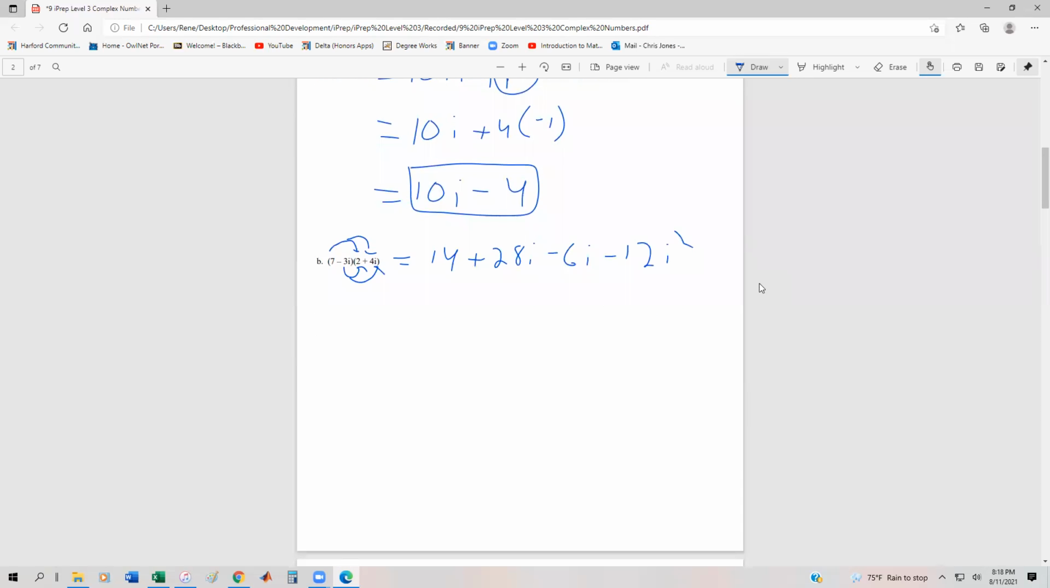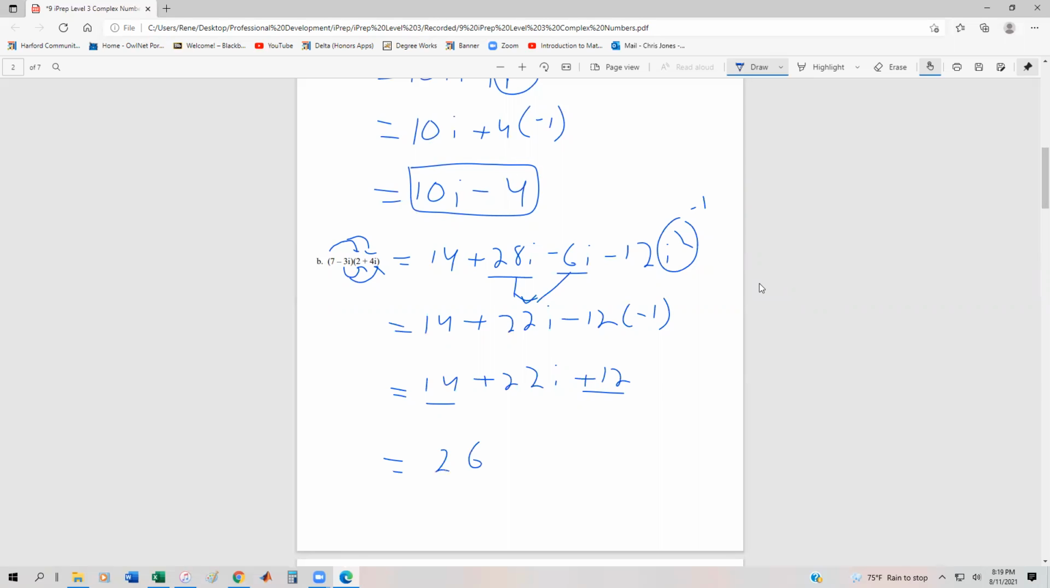We're going to do the exact same thing as we did before: we're going to turn the i squared into -1, but we're also going to combine the inner terms. So this is going to become 14 plus 22i, all right? So we just add 28 and 6 to get our 22. And then we have -12 times -1, okay? Or 14 plus 22i plus 12. And then notice that we have real numbers there, so we go through and add the constants together. So our final answer to this is going to be 26 plus 22i.